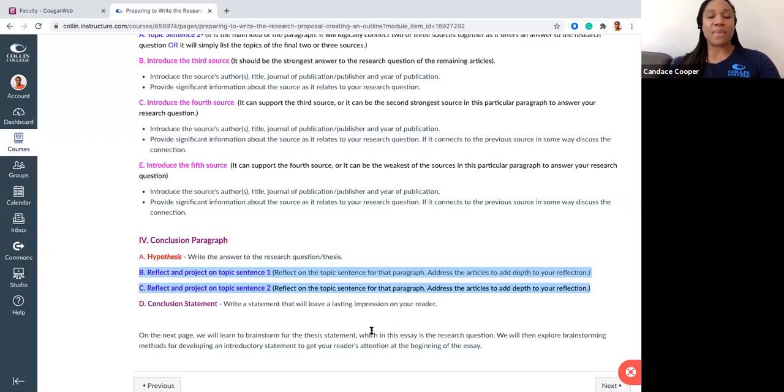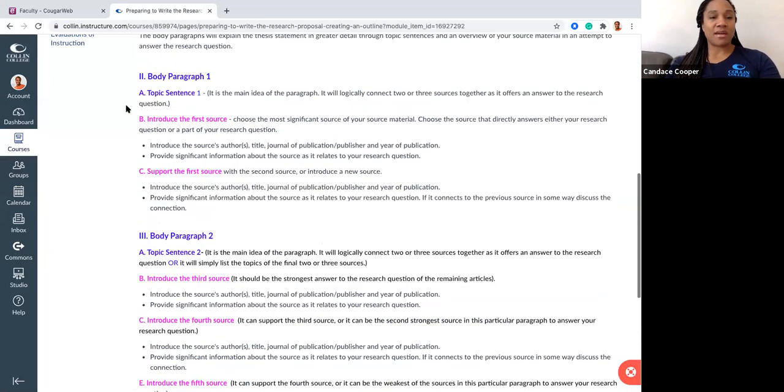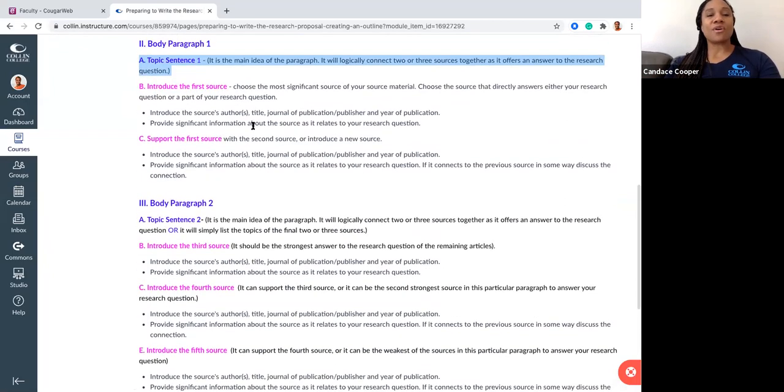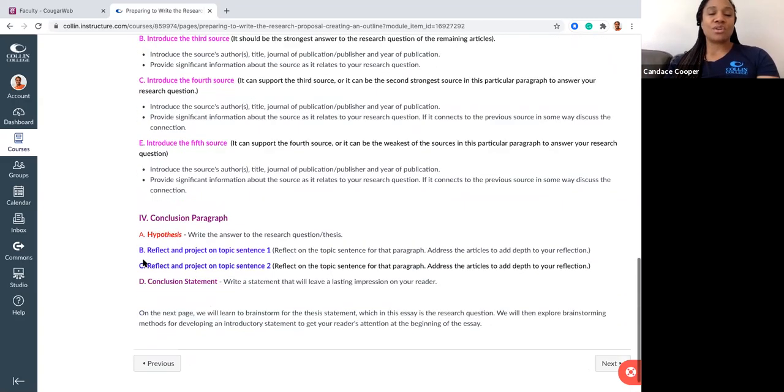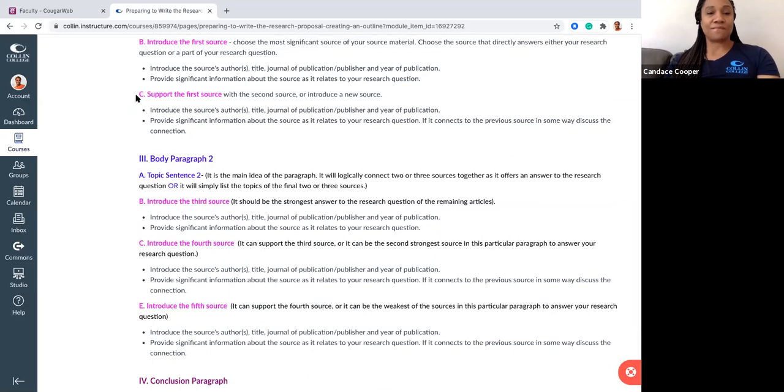So you'll do that by offering a summary sentence, if you will, of the first body paragraph, which is going to be that first topic sentence. And then you'll offer a projection. How could this topic sentence, or how can what's being discussed in this topic sentence be further researched in the future? You'll do the same thing for the second topic sentence, right? This guy.